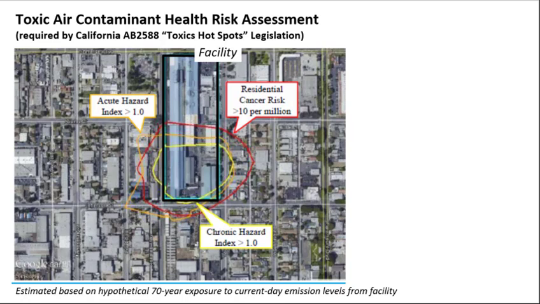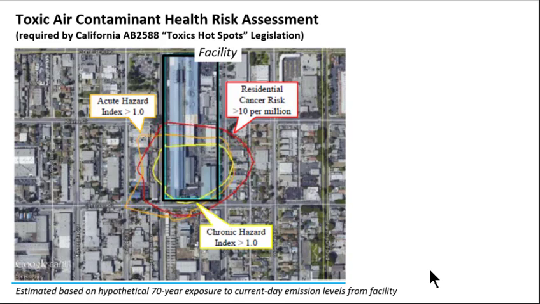Air districts are also required to manage risk of toxic air contaminant exposure from single emitting facilities through the California AB 2588 Toxics Hotspots legislation. Seen here is an example of such an analysis from some industrial facility. The facility outline is shown in black. Facilities are required to calculate increased risks of various adverse health effects due to exposure to air toxics concentrations resulting from their air toxics emissions.